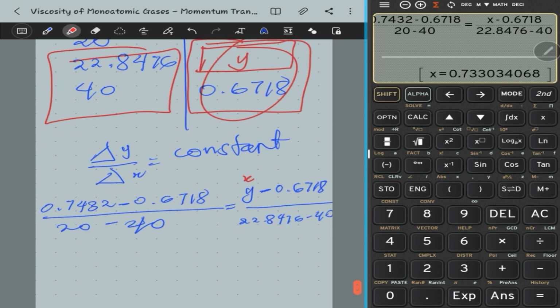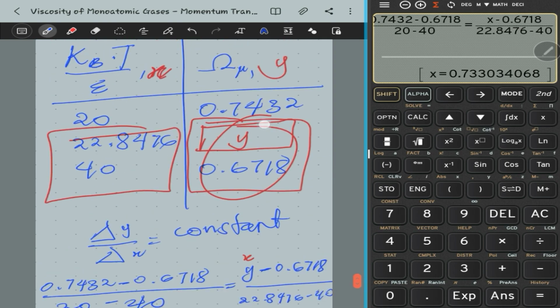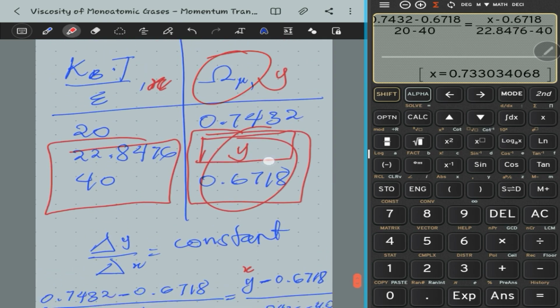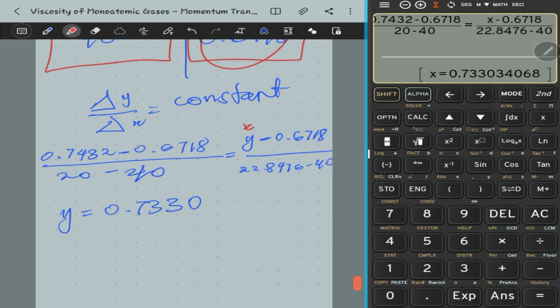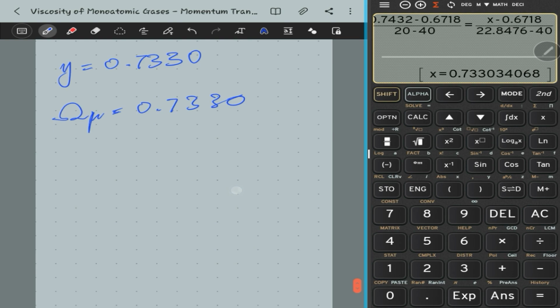So we have the y to be 0.733. Let's do 0.7330, right? And in this case we know that it will be something for this, which is the, what do you call it, collision integral that we're looking for. So therefore the collision integral that we are looking for now to finish this problem off will be 0.7330. That's what it means. That's all. So now we can put everything in and be able to solve it, right?